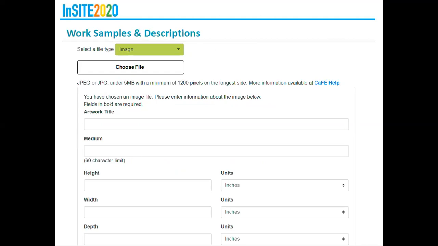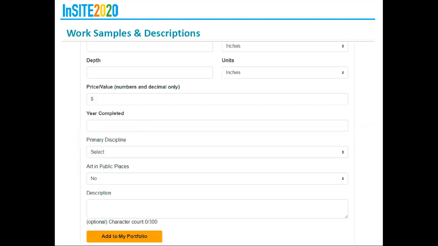This is a screenshot of what the work sample upload section will look like. So when you're in Cafe, this is what you will see. So you can see you have to fill out most of these sections.